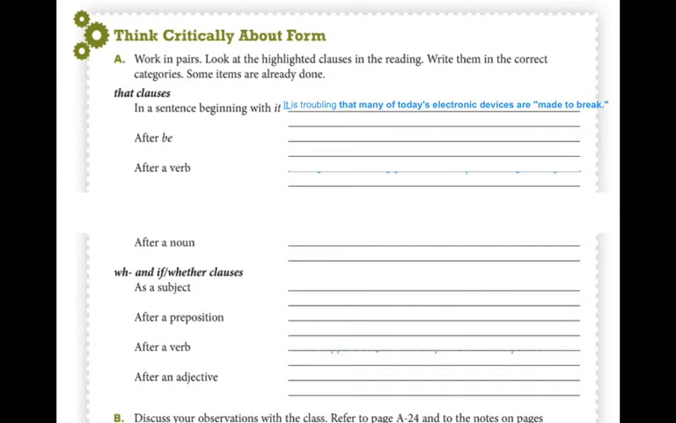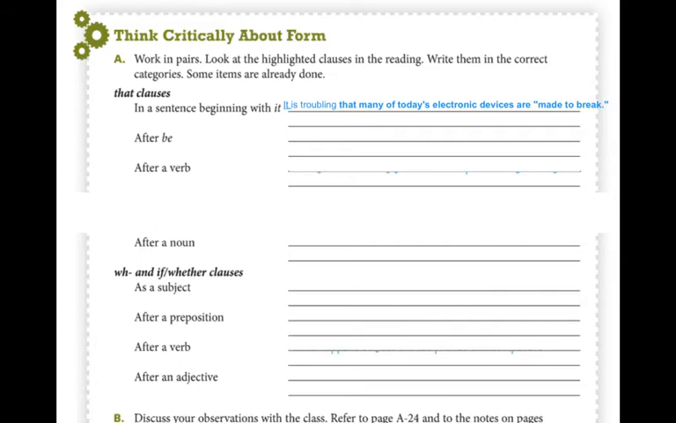It is troubling. It, subject, is, verb, troubling, adjective. It is problematic. It is troubling. What is troubling? We have a noun clause that many, subject, of today's electronic devices, prepositional phrase, are, verb, made to break, an expression that means they are made on purpose to last for only a short period of time and then break so that you need to buy a new one. It's troubling that many of today's electronic devices are made to break.